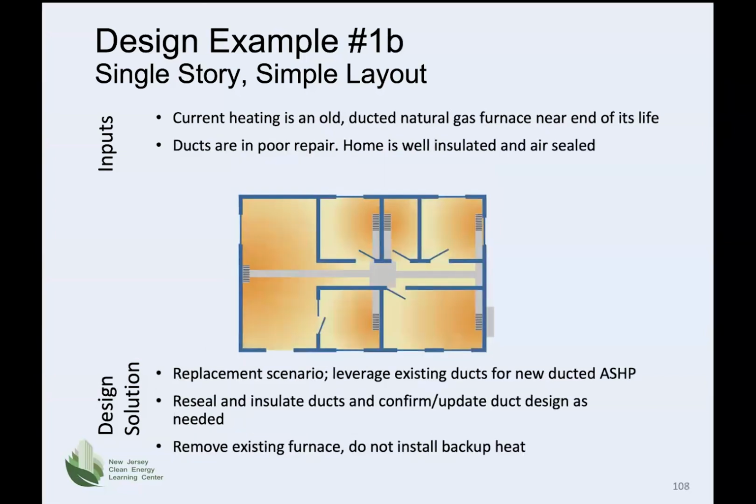This slide shows the same house as shown in the previous example, but this house has an existing ducted forced draft system. In this design solution, the ducted natural gas furnace is completely replaced by the heat pump, and a portion of the existing ducts are reworked to incorporate a centrally located air handler with resealed and insulated ducts. The furnace is removed and no backup system is installed.